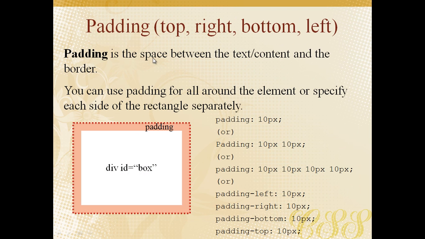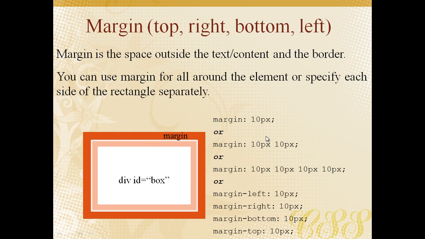So as I said, padding is the space between the text or content and the border. You can use padding for all around the element or specify each side of the rectangle separately. So you can say padding: 10px or padding: 10px 10px or you can specify it for all four. So if you have only one value, then it will be applied to all sides. If you have two values, it will be taken as top-bottom and left-right, and all other things are given like this.